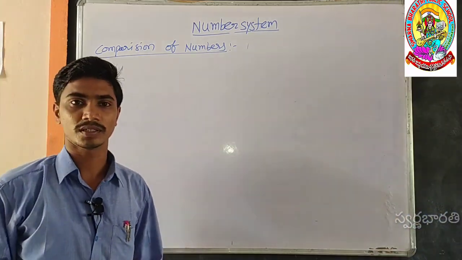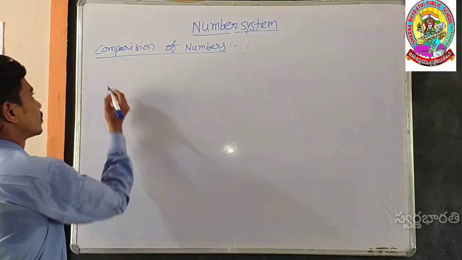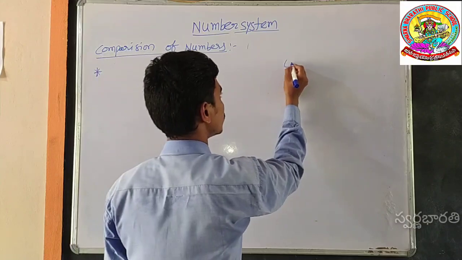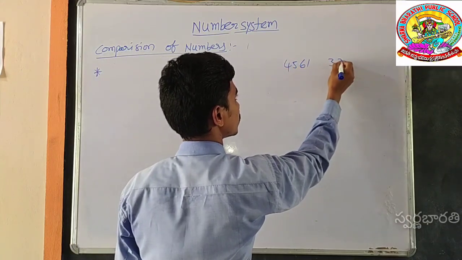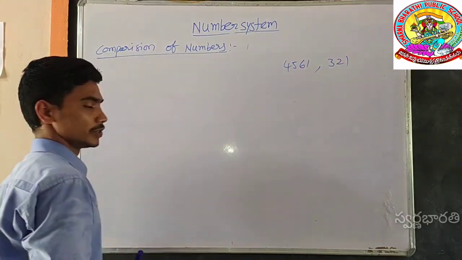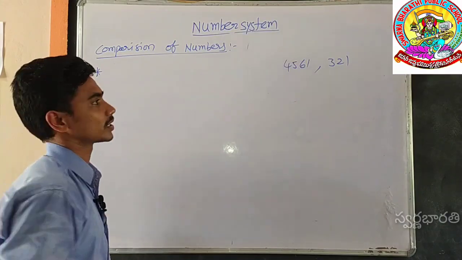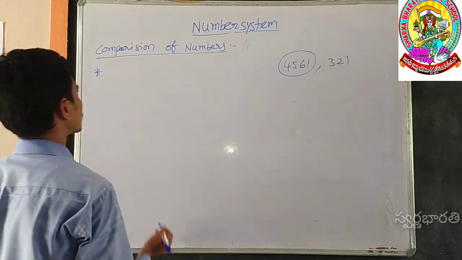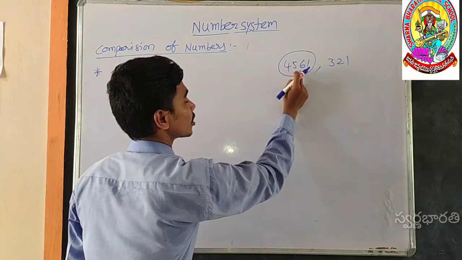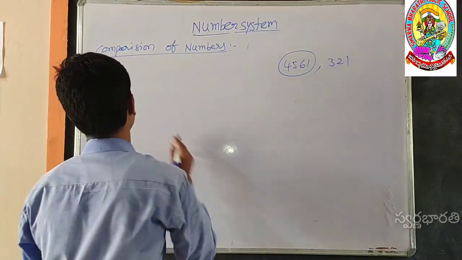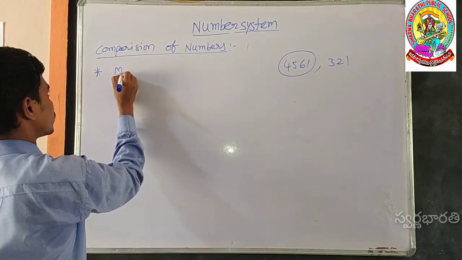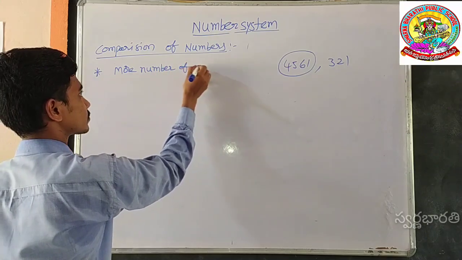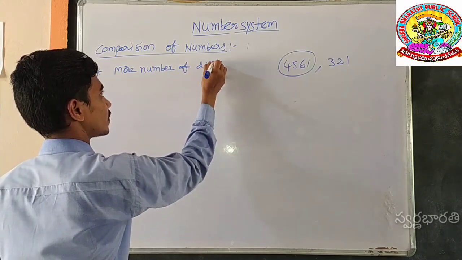While comparing numbers, we should remember some rules. For example, 4561 and 321. In these two numbers, which one is the greater number? Yes, very good. 4561 is the greater number because it consists of more digits. The first rule is that the number containing more digits is the bigger number.